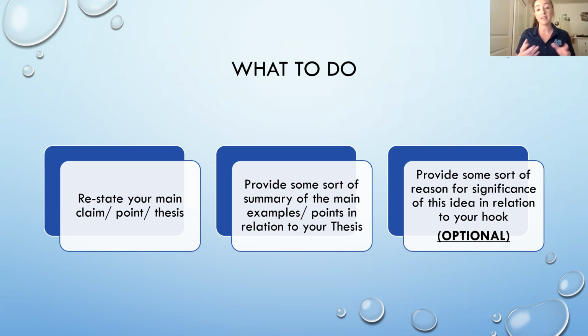Then you're going to provide, and this is optional, okay? You're going to provide some sort of reason for the significance of this idea that you talked about in relation to your hook. So kind of making it general again. So if you started off your paper with talking about faith in general, maybe you talk about why we struggle with things and how this was an example of that. If you talked about what a memoir is, maybe you talk about how this was a very significant memoir and what it does for people. If you talked about the Holocaust, maybe you talk about why it's important for us to hear these kind of stories and how they affect people. So lots of ways you could go about it. It's really up to you how you end it.